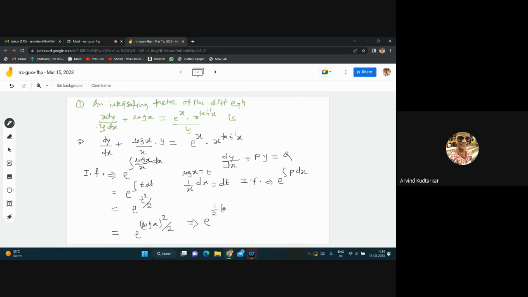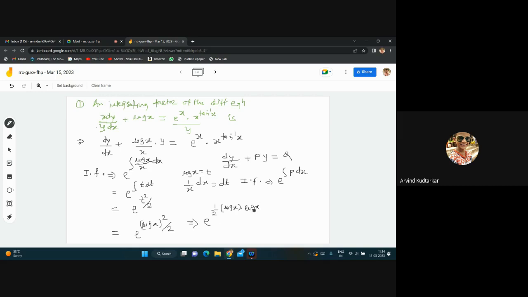So log of x whole square means what? Log of x into log of x. You can write it like this. And you know here n log m, we can apply it here also. See, how will you write n log m? Yes, log of m raised to n, log of m raised to n.